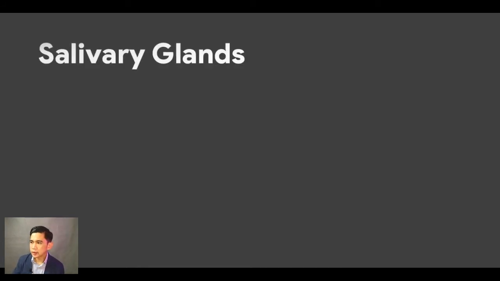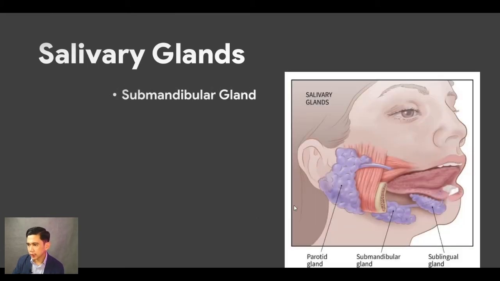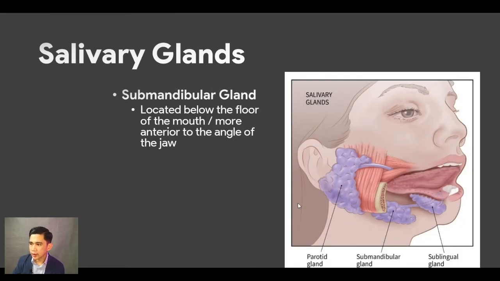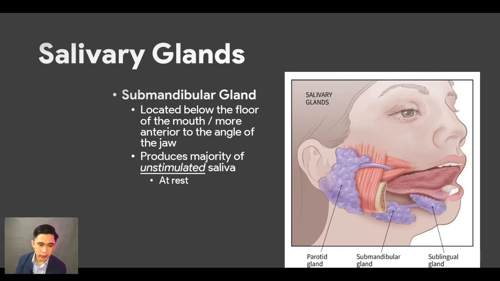The second salivary gland is the submandibular gland. It is located below the floor of the mouth, more anterior to the angle of the jaw. So this is the angle of the jaw. It's more anterior. Okay. It produces the majority of unstimulated saliva. So when we are at rest, we don't have the sight of food, or when we're not eating, just like when we're sleeping, the saliva that is produced is taken care of by the submandibular gland.